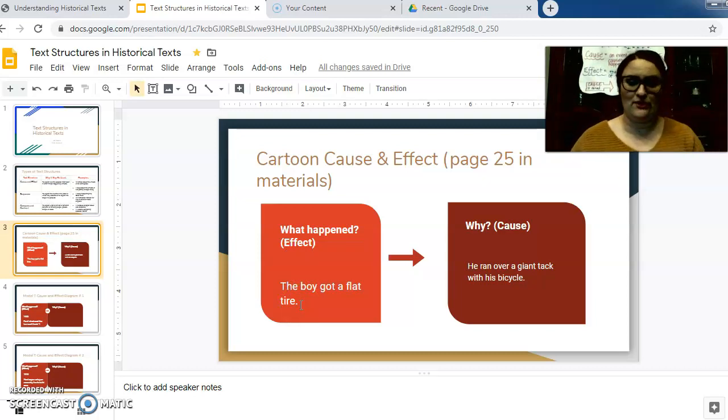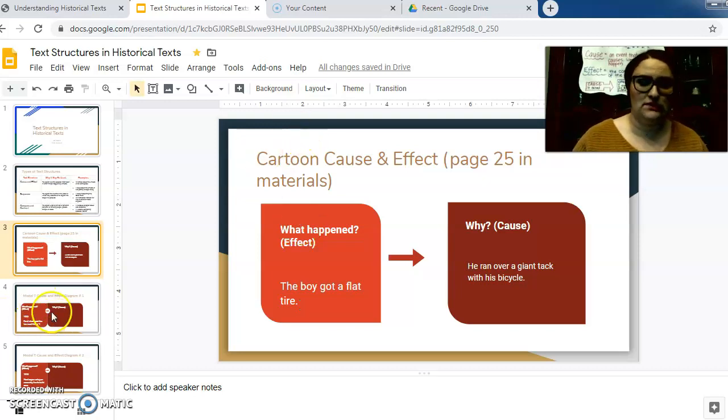One thing to note, though, about our chart is that it's actually in the reverse. It has the effect and what happened before it has the why or the cause. So just pay close attention when you're working about the order, and don't get it messed up. Make sure you're reading it very carefully, because sometimes it could be the effect first and the cause second, or the cause first and the effect second, depending on the way that the author sets up their tables.